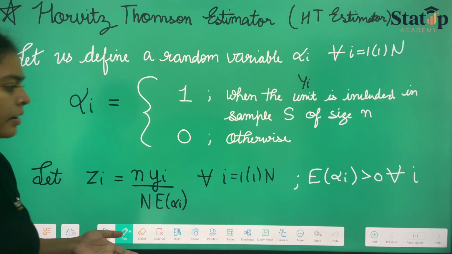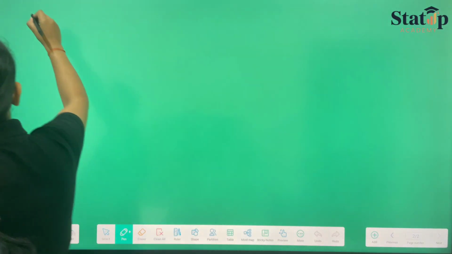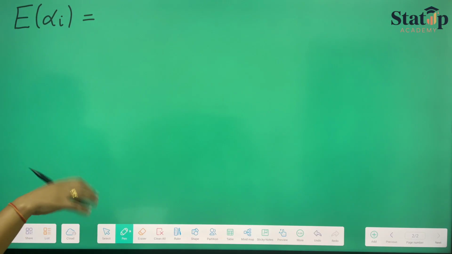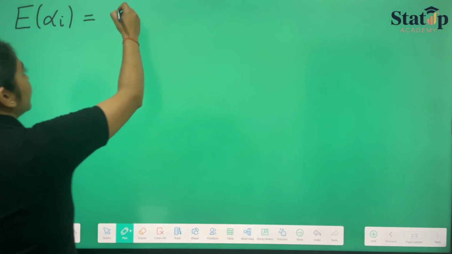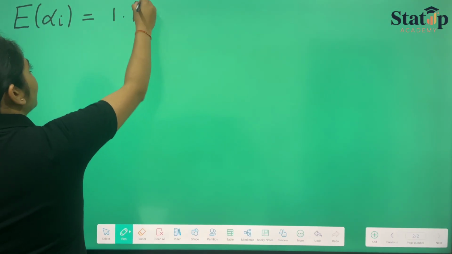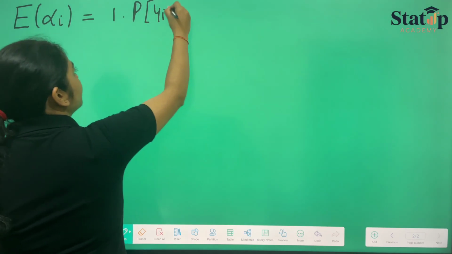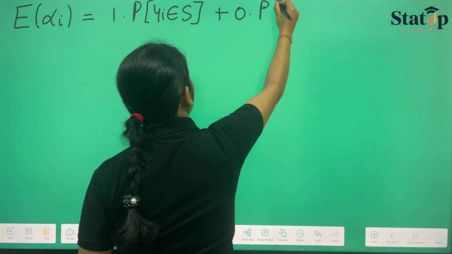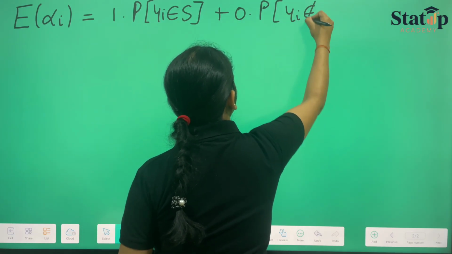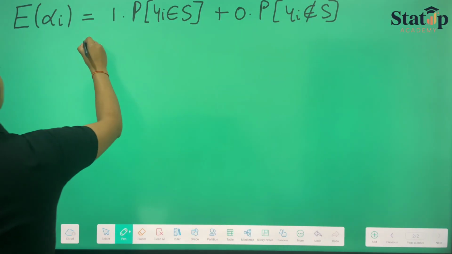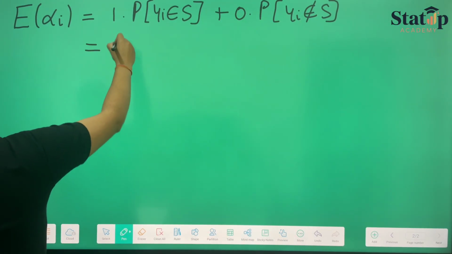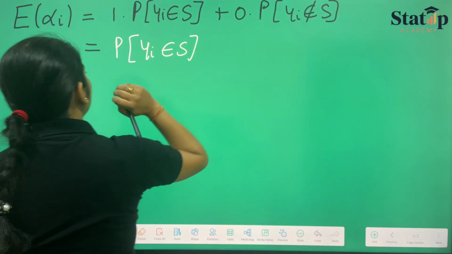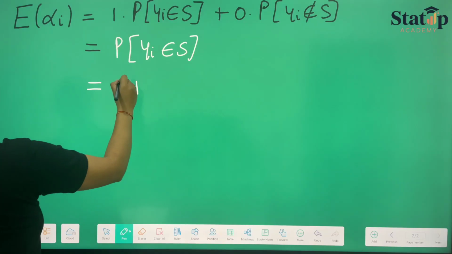Moving on, now what is the expectation of alpha i? The expectation of alpha i, sorry, I have been pronouncing it wrong, it is alpha i, is 1 into the probability that yi belongs to the sample S plus 0 into the probability that yi does not belong to the sample S. Because this becomes 0, we obtain the probability of yi included in sample S.